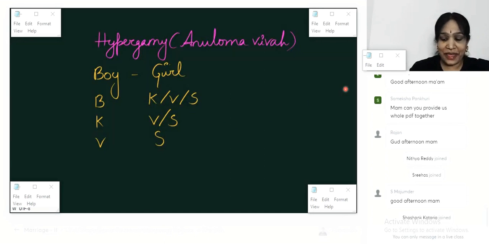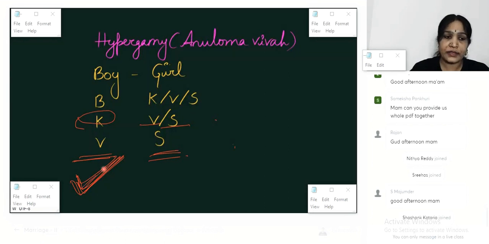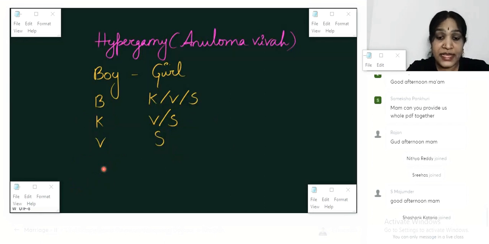If the boy is a Brahmin and he marries a Kshatriya, Vaishya or a Sudra, it means Brahmin-Kshatriya, Brahmin-Vaishya, Brahmin-Sudra marriages are hypergamy. Same way, if the boy is Kshatriya and he marries a Vaishya or a Sudra girl, then also we call it hypergamy. If the boy is a Vaishya and he marries a Sudra girl, then also it is hypergamy, because the boy is superior in all these cases. Again, I will give hypergamy examples in paper 2 in the Varna system topic. Here only classification.